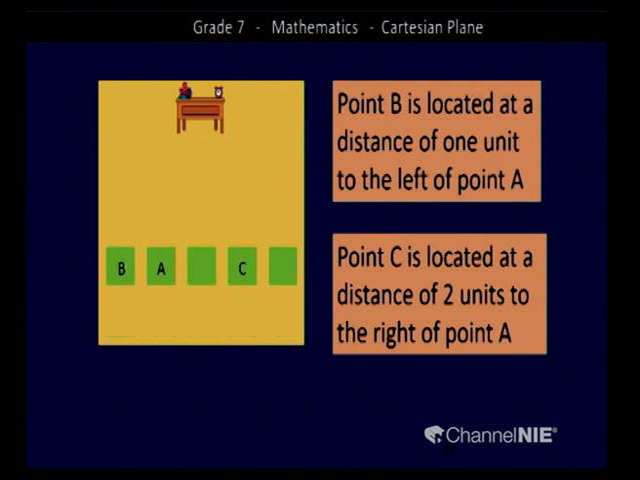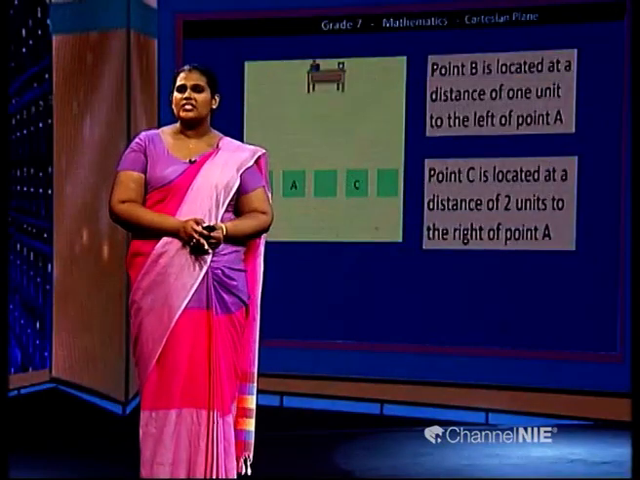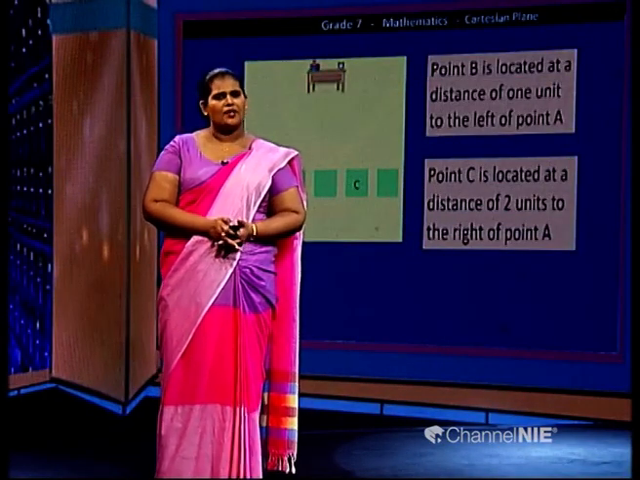Okay. What can you say about point B? It is located at a distance of 1 unit to the left of point A. And what about point C? It is located at a distance of 2 units to the right of point A. So, I thought of representing these points on a number line.